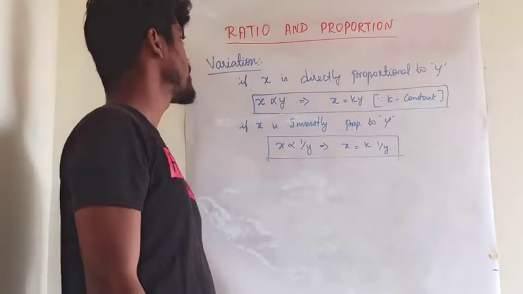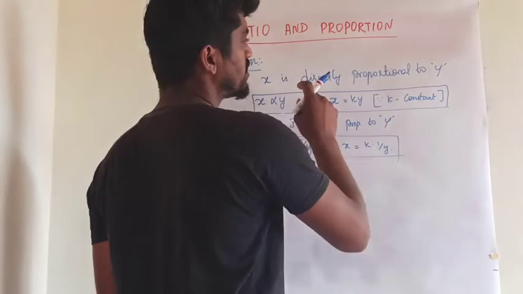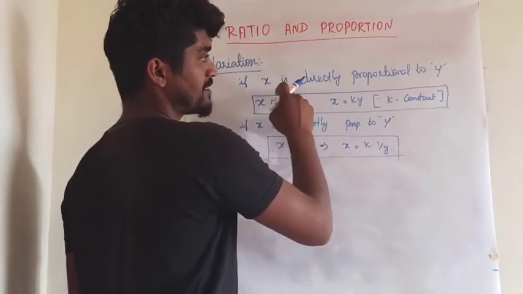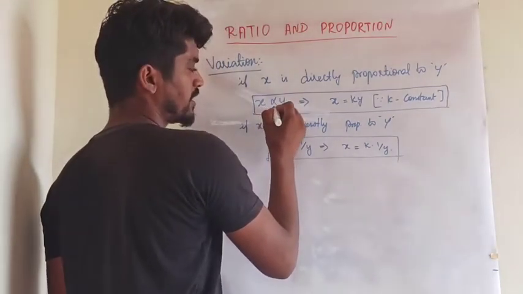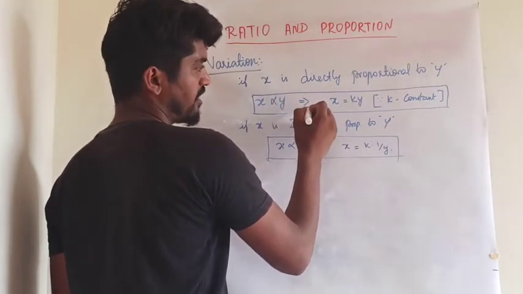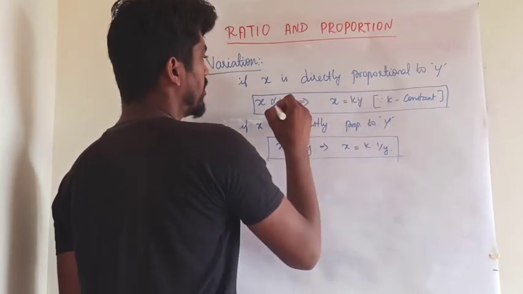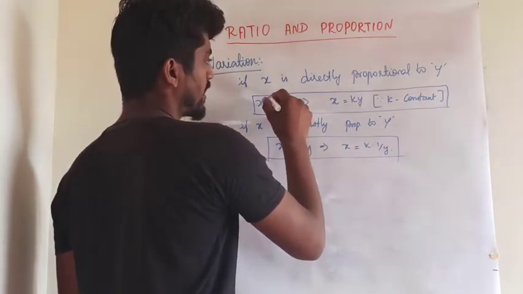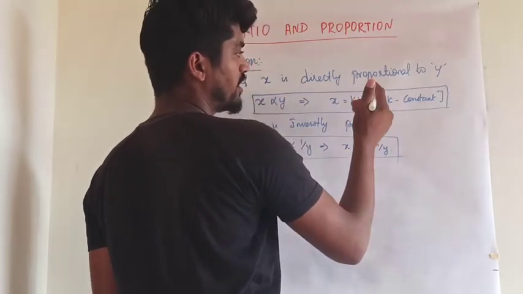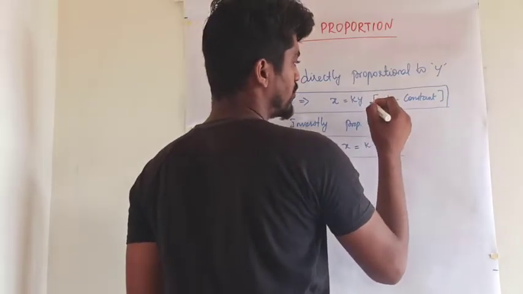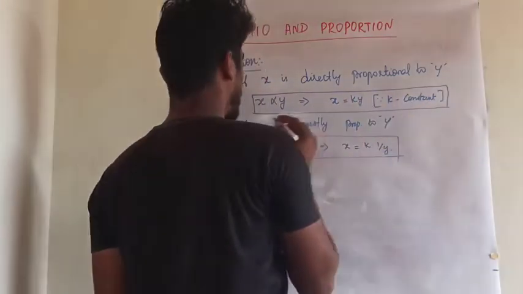The next topic is variation. When X and Y are the two variables taken, if X is directly proportional to Y, we write X directly proportional to Y. We can write it as X is equal to K into Y, because for direct proportion we can use a constant value in the equation. So here K is some constant value.